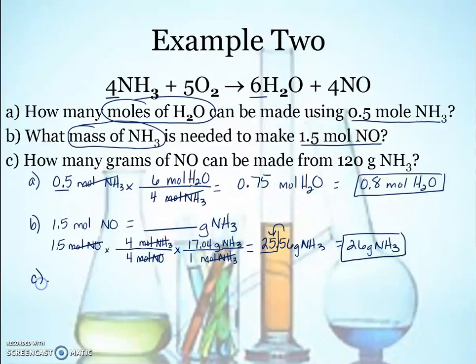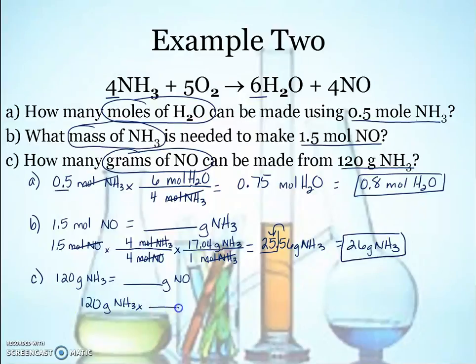Okay, for letter C. How many grams of NO, so we're looking for grams of NO, can be made from 120 grams of NH3? So we've got 120 grams of ammonia, and we're looking for grams of nitrogen monoxide. All right, so we start with 120 grams of NH3. Multiply by a fraction. On the bottom of that fraction we put grams of NH3, and we're going to go to moles of NH3 because whenever we're in doubt we go to moles. All right, so 1 mole is equal to 17.04 grams of ammonia.